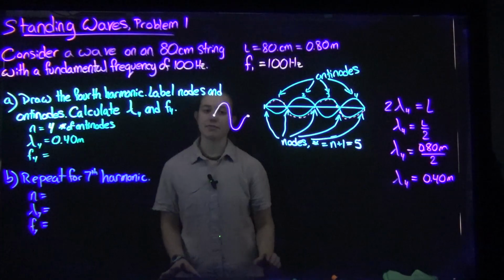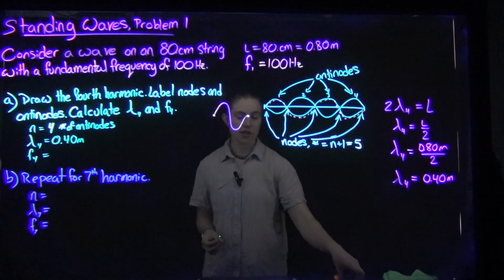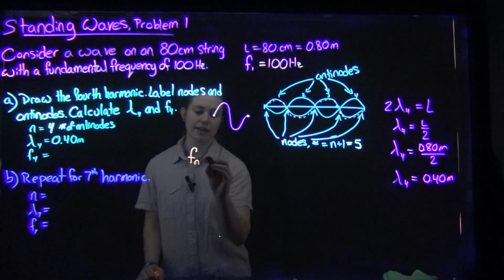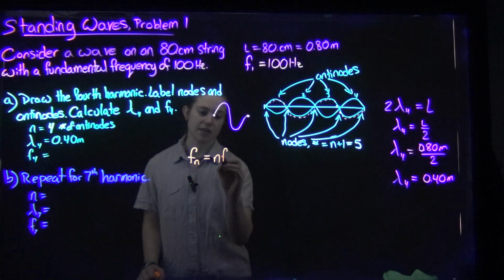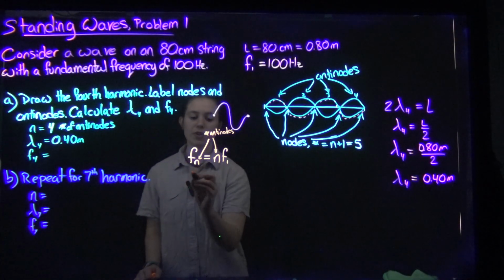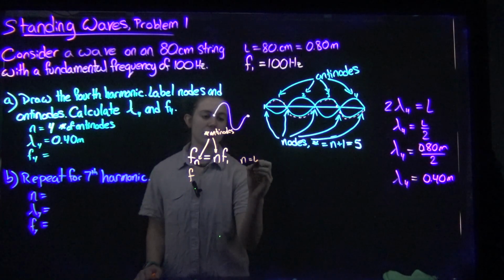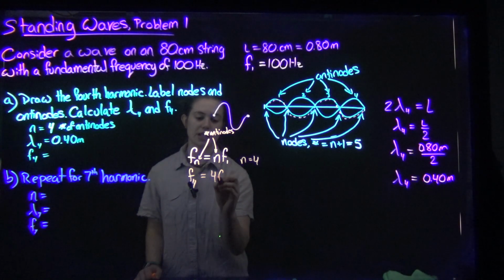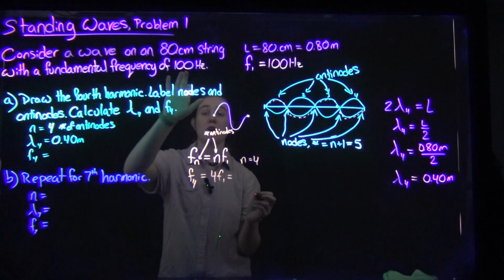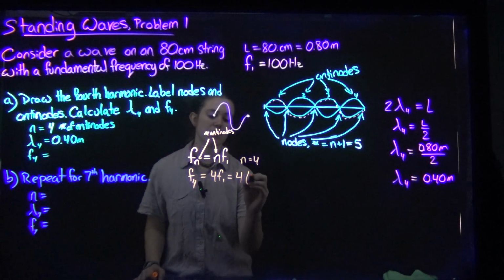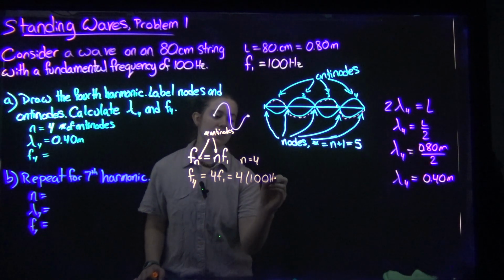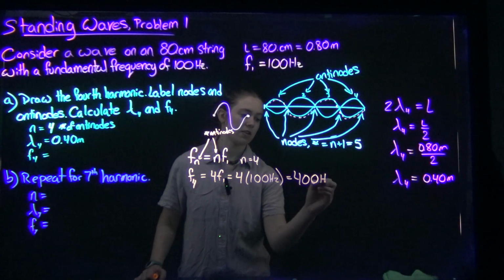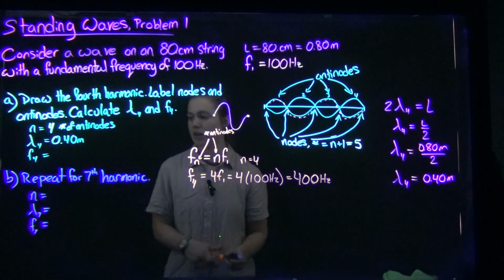And now we need to find the frequency of the fourth harmonic. So the frequency of any harmonic is equal to n times F1. So for the fourth harmonic, n equals 4. So we have F4 is equal to 4 times F1. We have F1 up here, so now we just plug that in, and we get 400 hertz for our fourth harmonic.